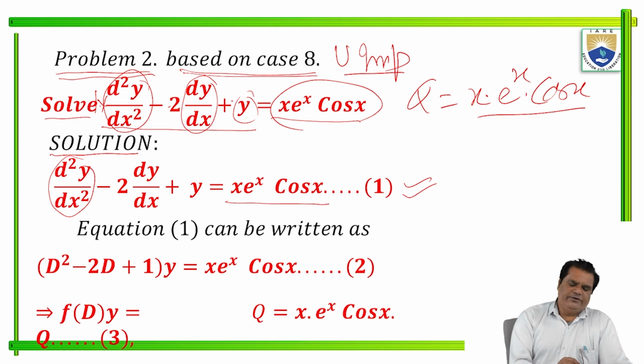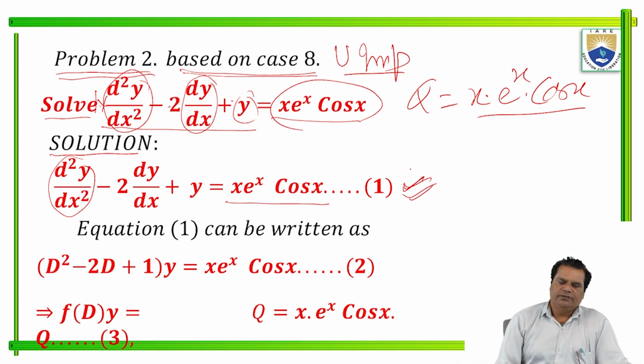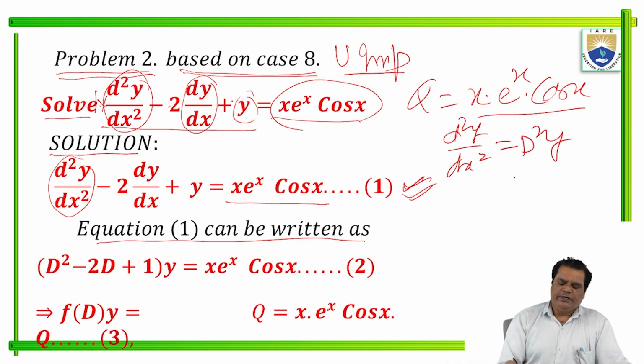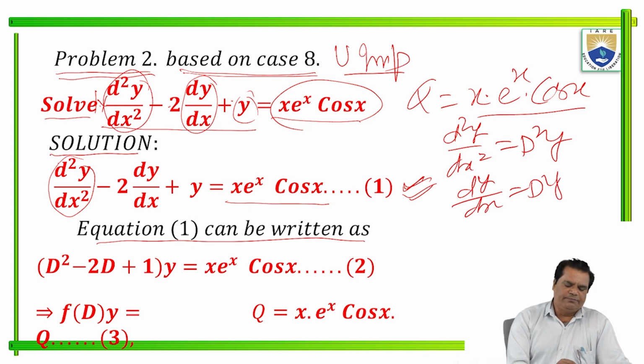So now we write the solution first. Then we write the question which is given in our question paper, completely. That is equation 1, and I am writing equation 1 here. Now equation 1 can be written in derivative form. Here d2y over dx2 is d square y, and dy over dx is dy. So in place of this we write this, and the equation can be written as d square minus 2d plus 1 into y equal to this.